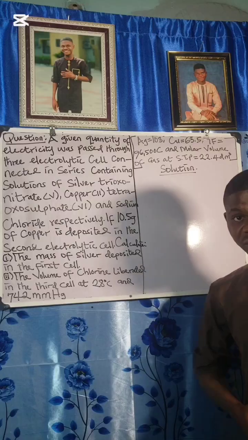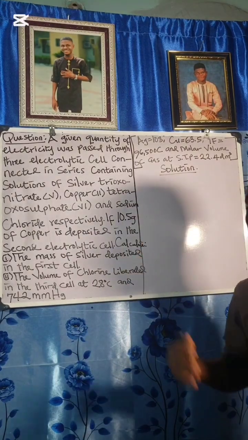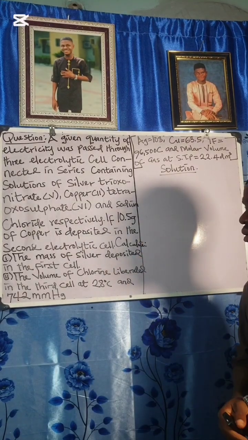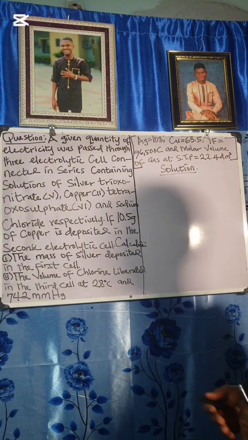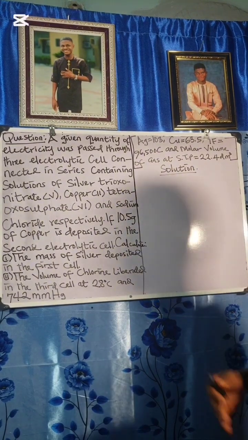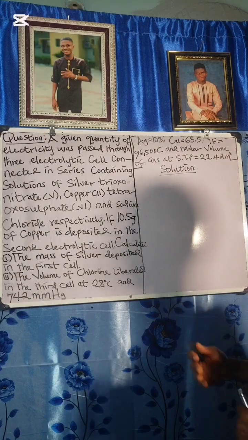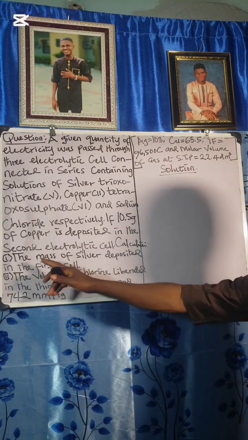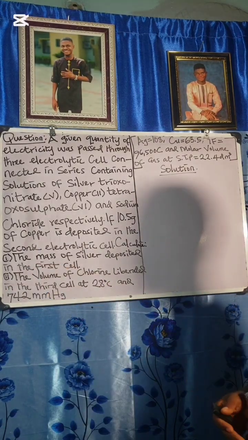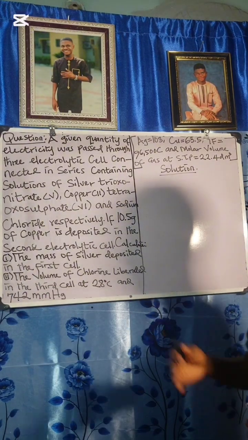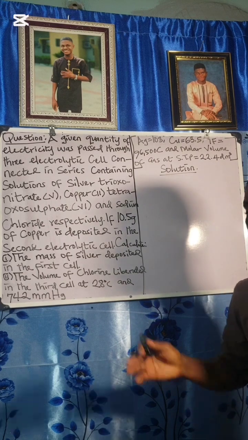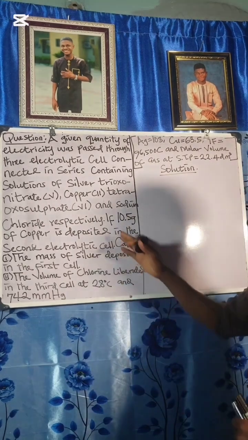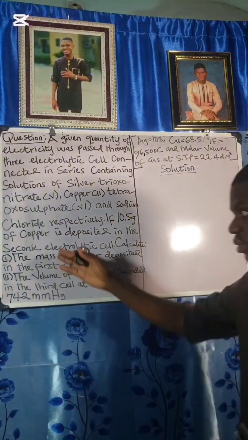It says a given quantity of electricity was passed through three electrolytic cells connected in series containing solutions of silver nitrate, copper(II) tetraoxosulphate(VI), and sodium chloride respectively. If 10.5 gram of copper is deposited in the second electrolyte, calculate: 1. The mass of silver deposited in the first cell, and 2. The volume of chlorine liberated in the third cell at 28 degrees C and 742 millimeters of mercury.